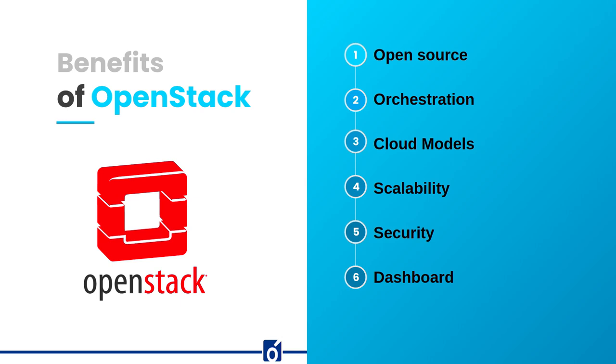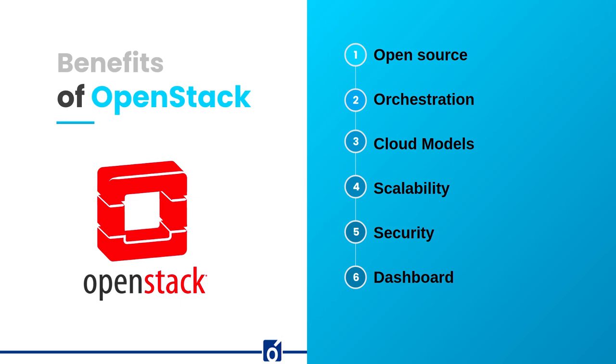Then we have the cloud model. OpenStack provides you an infrastructure as a service cloud model, so you can establish both private and public clouds using OpenStack. Then we have scalability. OpenStack is designed to be horizontally scalable rather than switching to a larger server. You can add more servers and simply install identically configured services. So you can easily scale in or out your resources using OpenStack, and also do load balancing among the services.